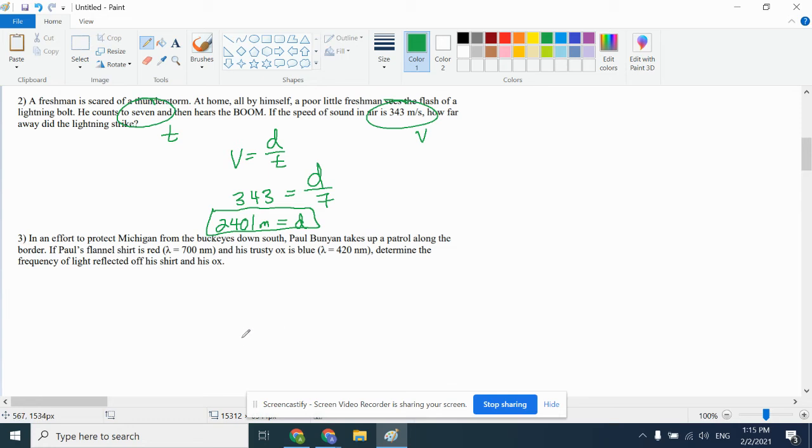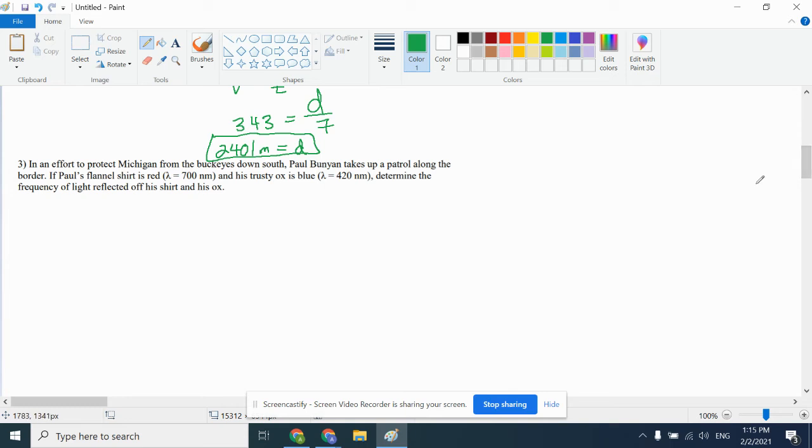Our last one. It doesn't matter if we're talking sound or light or any other wave. The rules are the same. Velocity is lambda f. Velocity is distance over time. So, in this particular example, in order to protect Michigan from the Buckeyes down south, Paul Bunyan takes up patrol along the border. We have his red shirt at 700 nanometers and his blue ox at 420 nanometers. So let's focus on the red shirt.